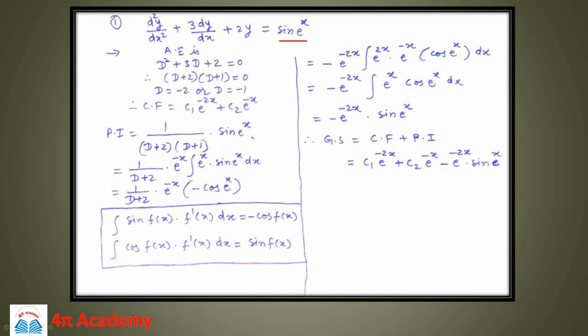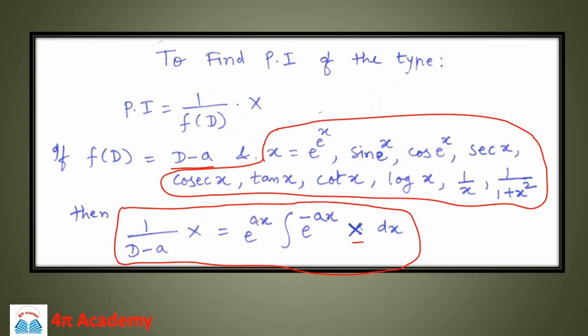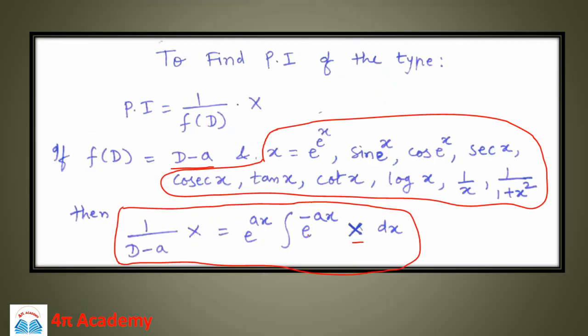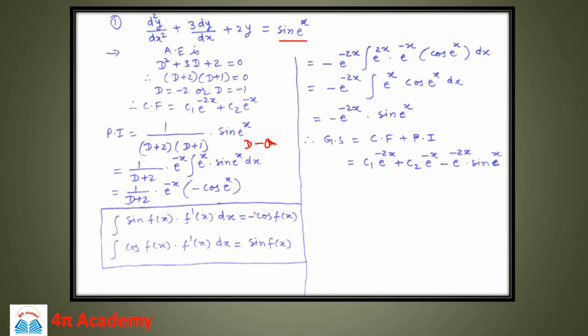So my form is D minus a, for D minus a, this is of the form 1 upon D minus a of f(D), and so here my a is minus 1, so that will be equal to e raised to power ax, so my a is minus 1, so that will be equal to e raised to power minus x into the integral of e raised to power minus ax, so here it will become e raised to power minus minus 1, so that is plus x, so it will be e raised to power x into my x, this x is sine e raised to power x, so this is sine e raised to power x dx.